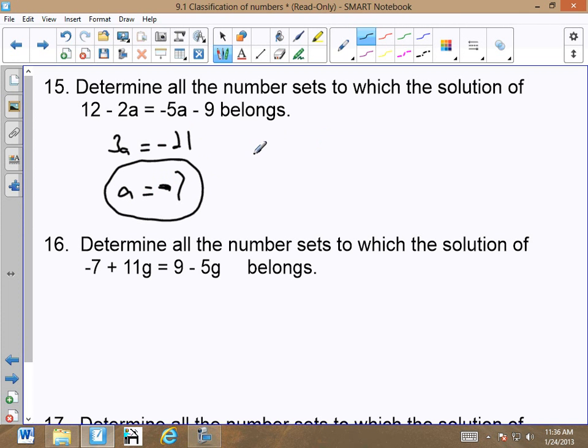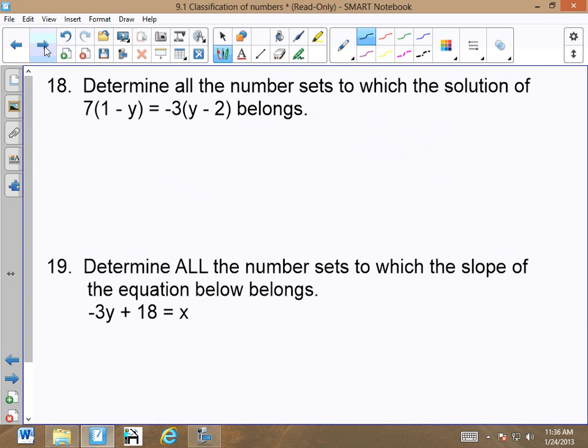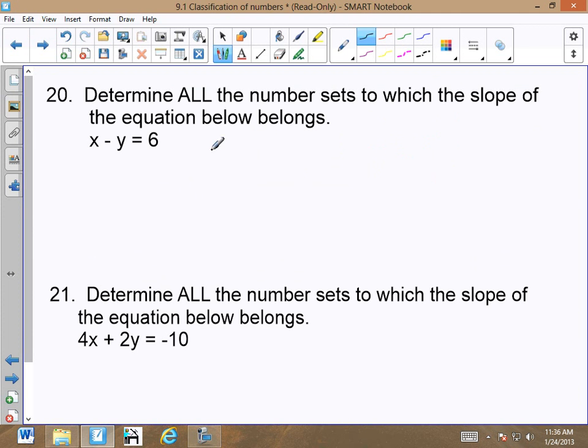Is negative 7 real? Yep, it's real. Is it rational or irrational? It's rational because it can be written as a fraction. Is it an integer? Positives, negatives, and 0, so it's an integer. Is it a whole number? No. So right here is my answer. Real, rational, integer. When you get here, determine all the number sets the slope belongs to, you have to figure out the slope. Isolate the y, figure out the slope, and then classify it.